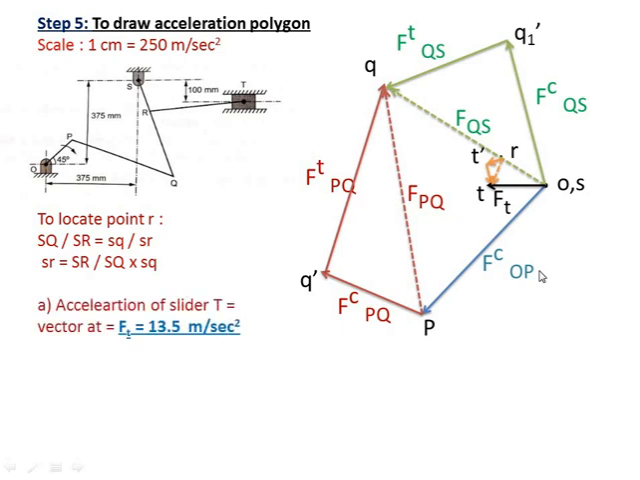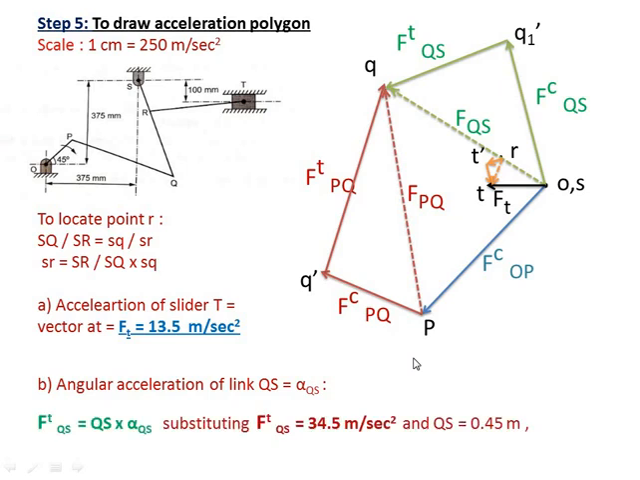Now we have to calculate the acceleration of slider T. So simply measure this dimension, the acceleration of the slider, multiplied by scale, it will give you the acceleration of the slider as 13.5 meter per second square. Now the angular acceleration of QS, we have to find alpha QS. So we know the relation between tangential acceleration and angular acceleration: Ft is equal to r into alpha. R is the length of the link, alpha is the angular acceleration.